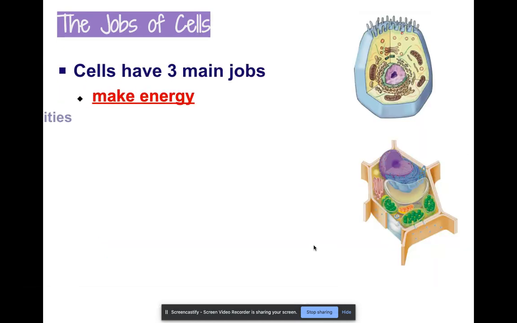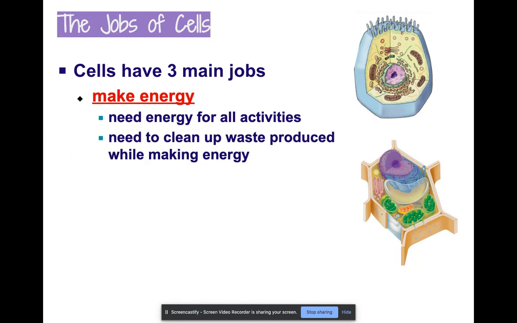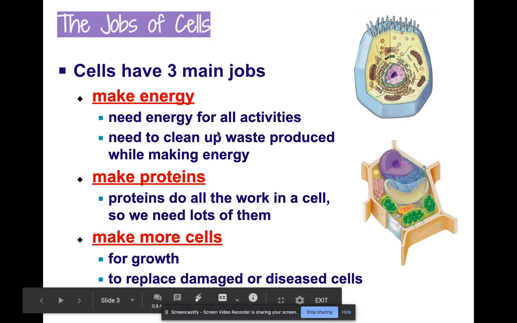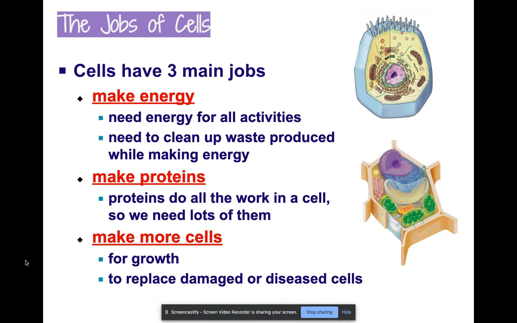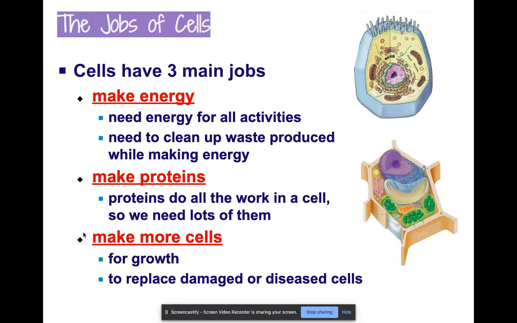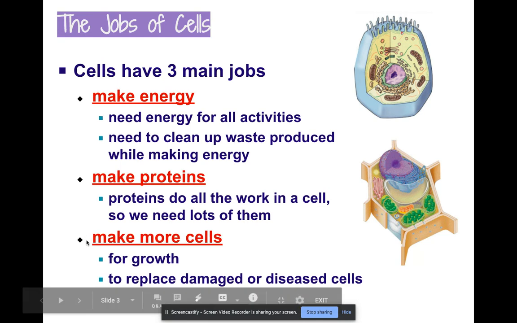Now, your cells have three main jobs. They're either going to make energy, they're either going to make proteins, or they're going to make more cells. So they have to make energy that's going to allow for you to function. You need the energy to clean up waste produced while making energy. You have to be able to make proteins. Proteins do all the work of the cell. You have to make more cells for growth to replace damaged and diseased cells.